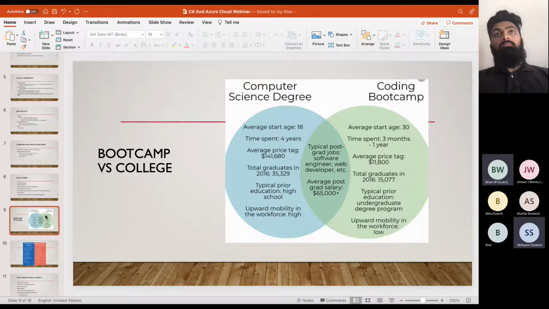Okay. A lot of times with a university degree or college degree, people go straight from high school, and then with the boot camp, we'll find a lot of students who have prior education, but they're sort of looking to change their field or to get into something new.